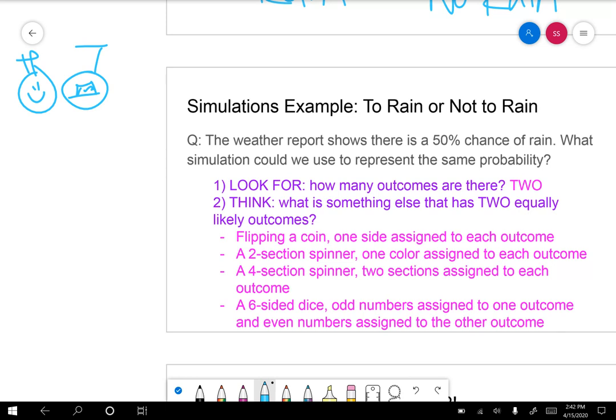So 2 outcomes, equally likely: heads and tails. We can assign each outcome, heads or tails, to one of the outcomes in the original problem. So maybe heads represents rain and tails represents no rain.